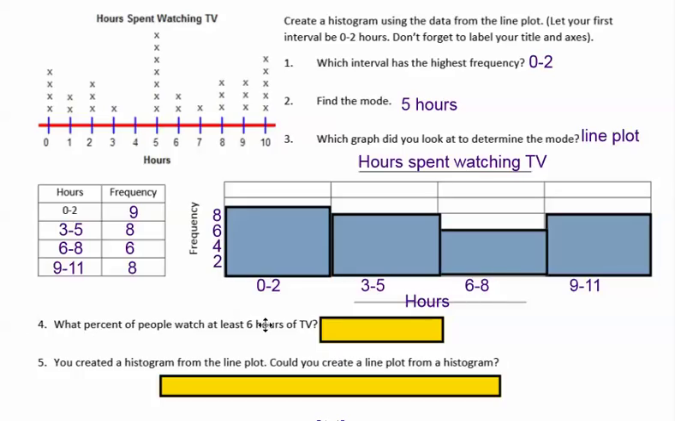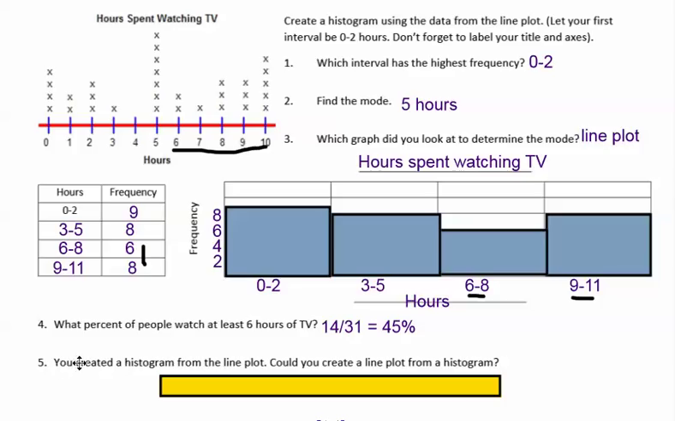Now, what percent of people watch at least 6 hours of TV? That's 6 hours or more. So 6 hours or more, we can look here, and that's 6 plus 8 people, right? Or you could have looked over here and added up those, or you could have looked here and added up those. So it's going to be 14, but again, it's percent. We need to turn it into a percent, so it's 14 out of our total. Out of 31 people, which gives us 45%.